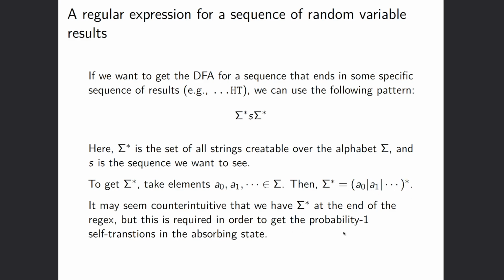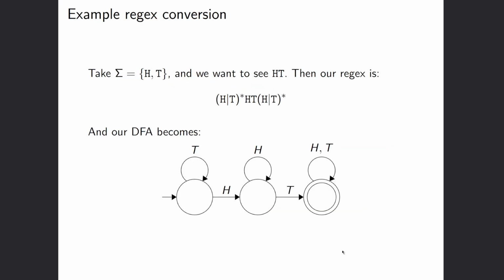It might seem a bit counterintuitive that we actually have this sigma star at the end of the regular expression, since we want the sequence to end in S. So why are we adding this other sigma star at the end? This is actually required in order to get the probability 1 self-transitions in the absorbing state. When we get to the end of HT, we want to just stay there and not move at all. No matter what we see, we want to stay in that accepting state. So that's why we have that.